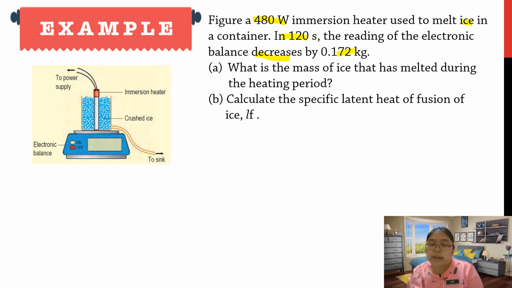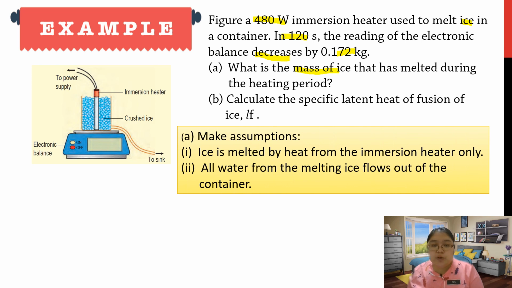Now they ask what is the mass of the ice that has melted during the heating period. From this situation, what do we assume? We assume the ice is melted by the heat from the immersion heater only. We never talk about the surroundings because we assume no heat loss. All the water from the melting ice flows out of the container. After the ice melts, all the water flows out to the sink. So the electronic balance measures just the remaining ice.